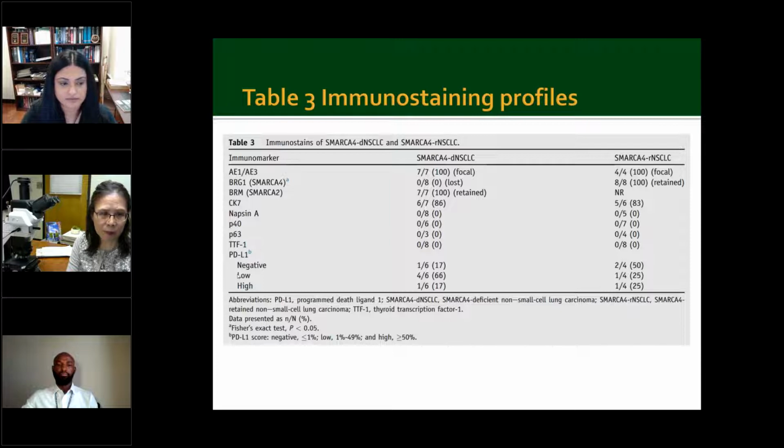This is more of a specific breakdown about the cases that were positive and how much so. So if it was negative, it was less than 1%, low between 1 and 49%, and high greater than 50%. Interestingly, the cases in the deficient category had more expression of PD-L1, which again has implications for patient treatment.